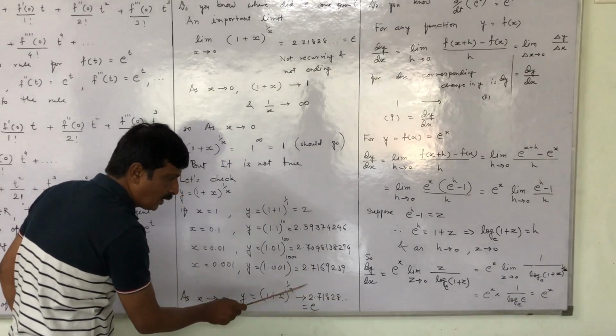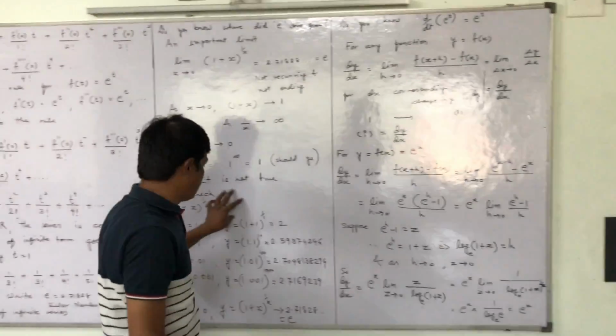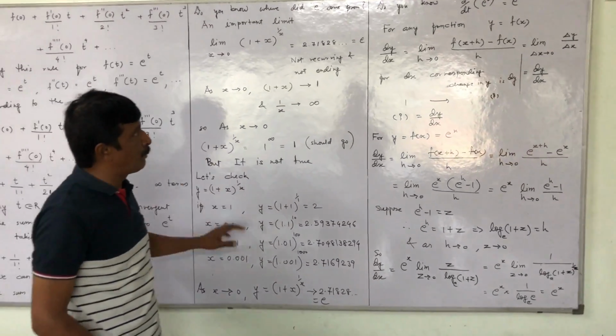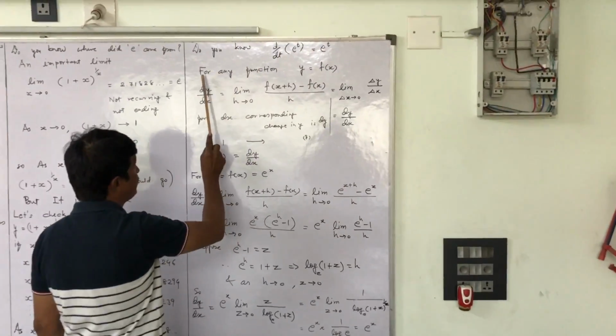It is not recurring, not ending, it's an irrational number, Euler number. And for digital electronics, it is very important. Do you know d/dt of e raised to t is e raised to t itself?